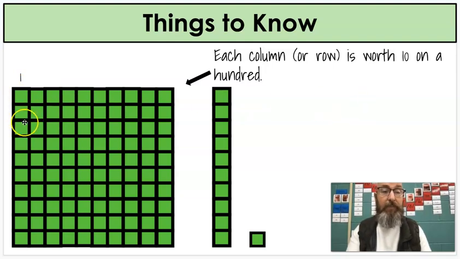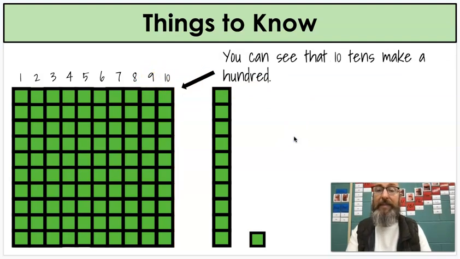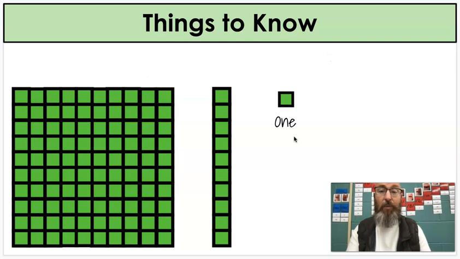Count with me. 1, 2, 3, 4, 5, 6, 7, 8, 9, 10. And if you were counting by tens, you would say, count with me, 10, 20, 30, 40, 50, 60, 70, 80, 90, 100. And so there we have our 100. And you can see that 10 tens make 100. So again, that's a 1, that's a 10, and that is 100. I think most of us know that, but I just want to review it one more time, just in case.